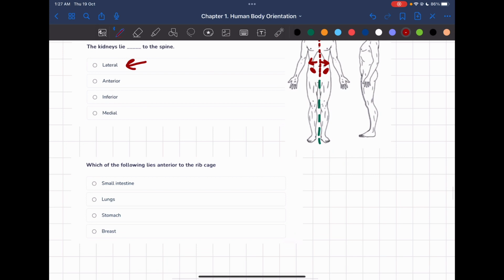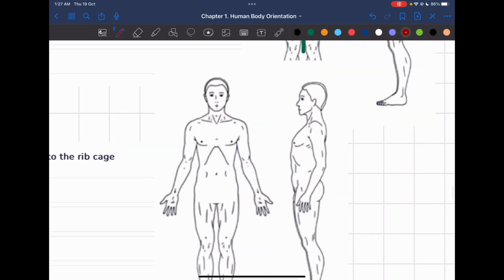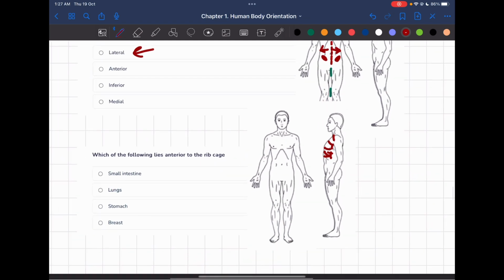Okay, so here, which of the following lies anterior to the rib cage? So again, this guy to help me here. This is the rib cage. It goes like this. By the way, I'm really bad at drawing. So this is the rib cage. What is anterior to it? And I told you guys, have an arrow in mind. Anterior means ventral, and anterior is in front of. So like this. What is in front of your rib cage?